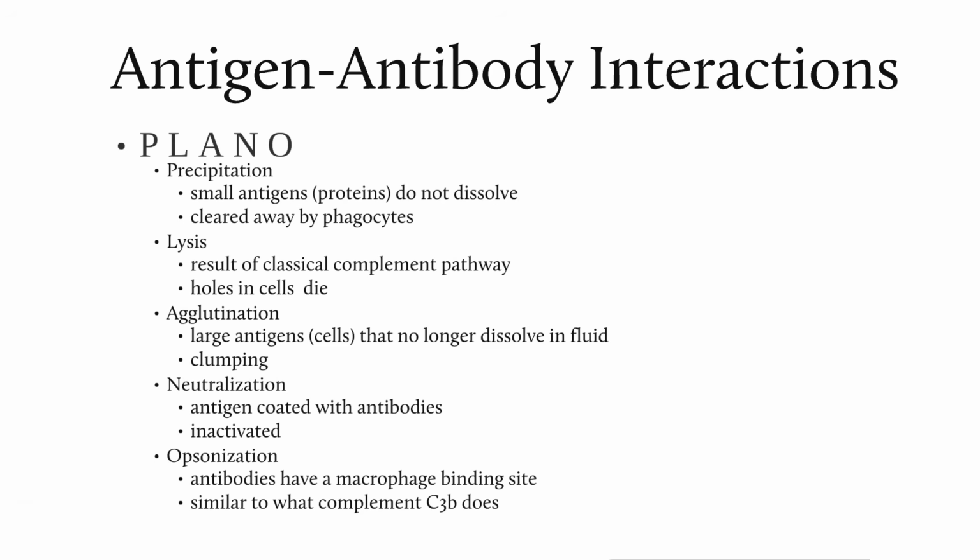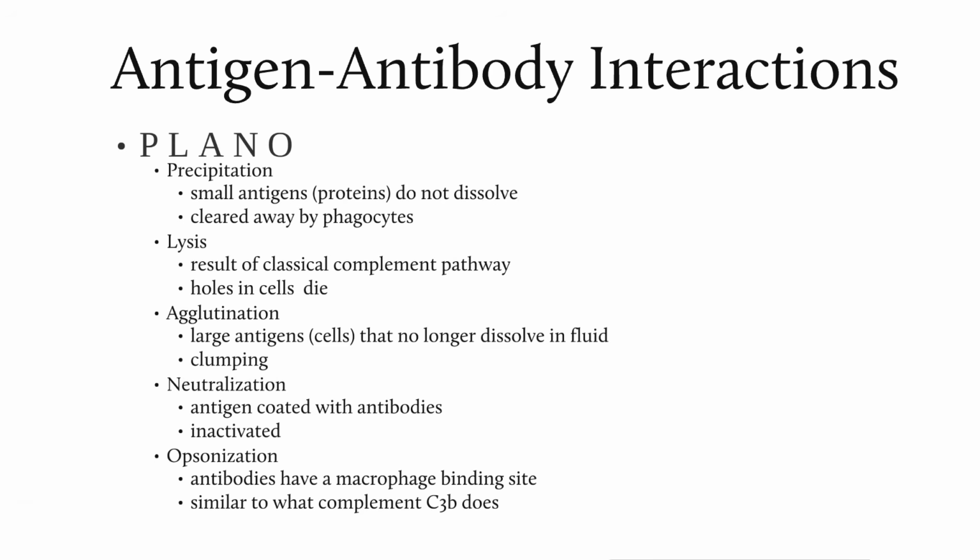L is for lysis, referring to complement, and so the classical complement pathway that depends on antibodies interacting with complement protein 1, leading to complement proteins 2 and 4 forming the C3 convertase. That's lysis in this case. Agglutination is when large antigens, meaning cells, are linked together by antibodies. And it's very like precipitation, just with a different size antigen. And we've talked about agglutination before when we talked about clumping of cells when we were testing for blood typing. That's essentially what that refers to.